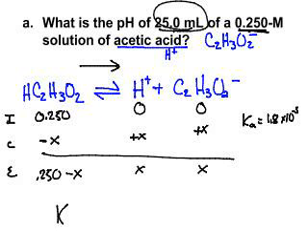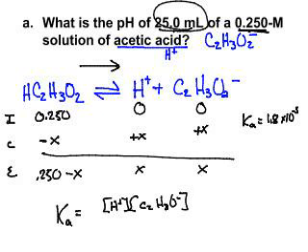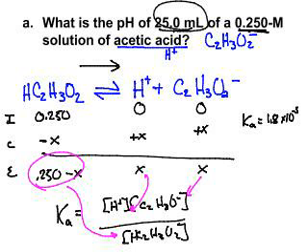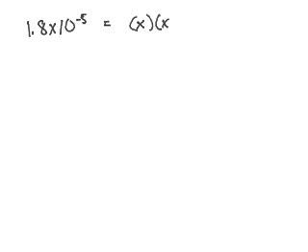So now I can write that the Ka expression would be equal to the concentration of the hydrogen ion times the concentration of the acetate ion, products over reactants, divided by the concentration of the acetic acid. Now I'm simply going to plug in my values. I'm going to plug in the 0.25 minus X on the bottom, the X's on the top, and then the Ka right here. I'll recopy this. I know this is getting confusing. So I'm going to say 1.8 times 10 to the minus 5 will be equal to X times X over 0.250 minus X. These are all 1-to-1 ratios.